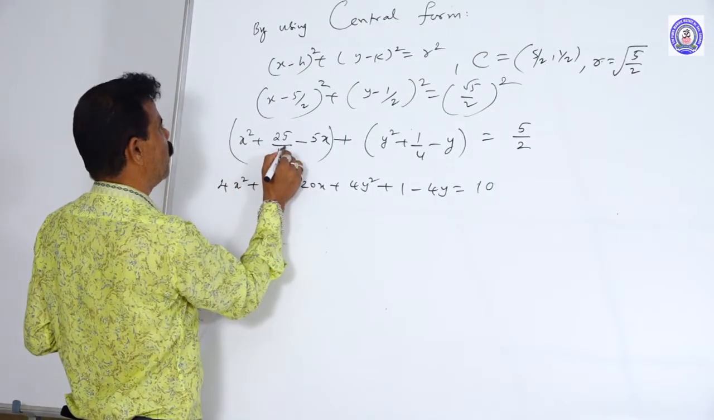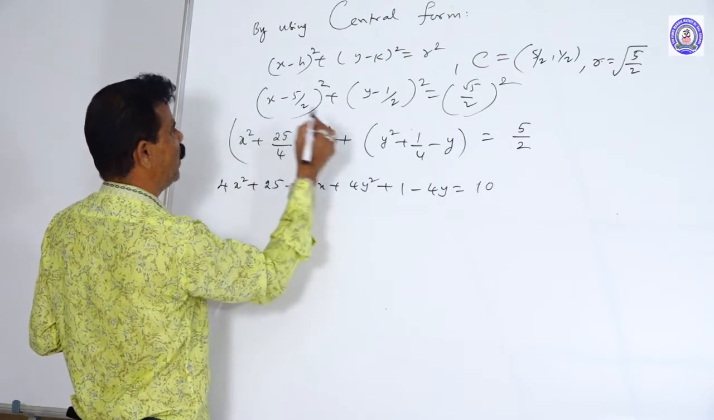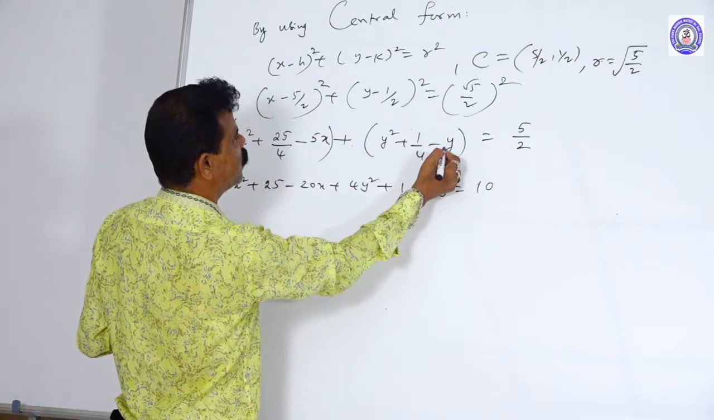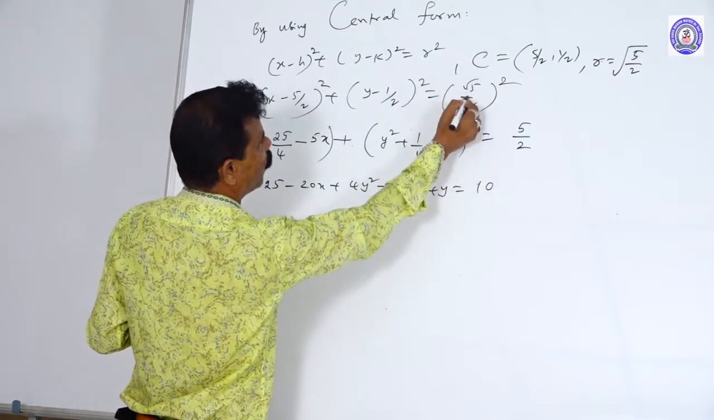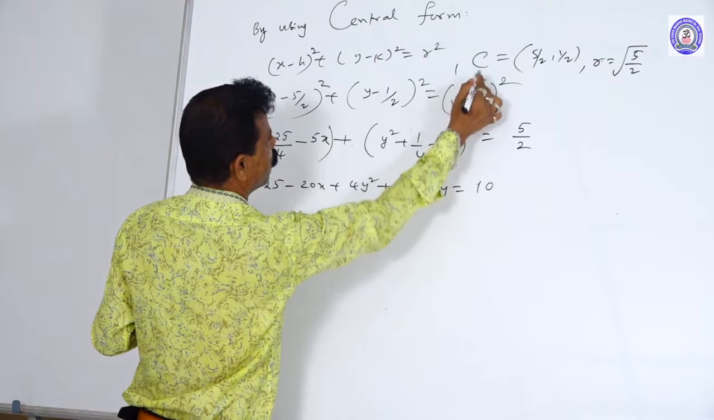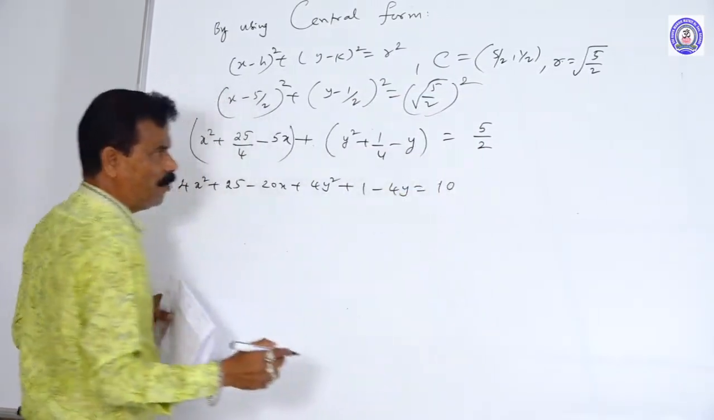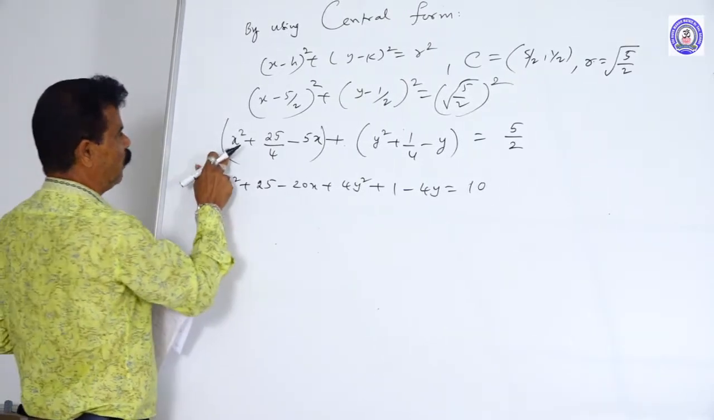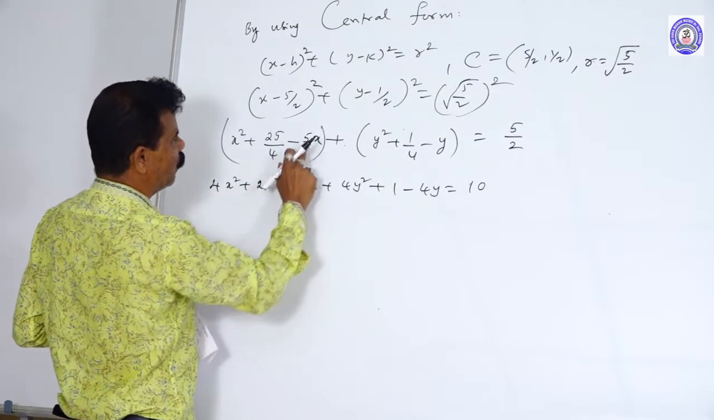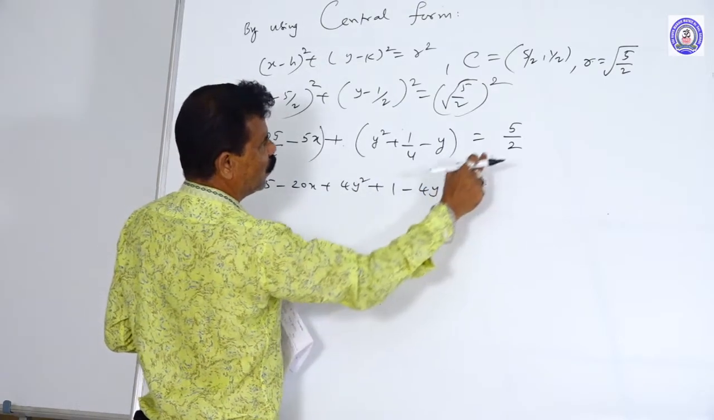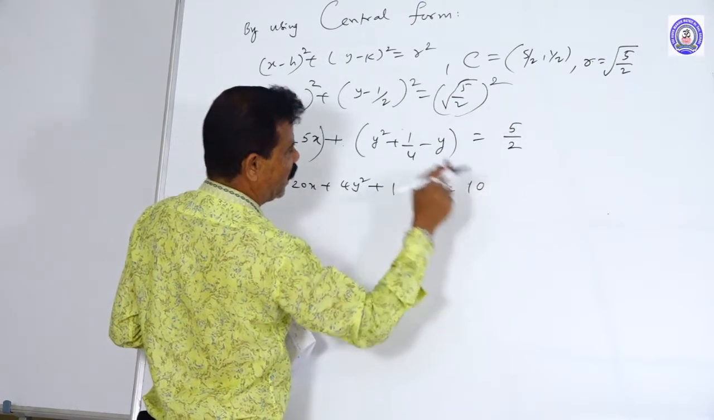So x square plus 25 by 4 minus 5x plus y square plus 1 by 4 minus y. Here 2 remains, 2 cancels only for y. Here (root 5 by 2) whole square is 5 by 2. So total equation multiplied by 4: here 4x square, 4 cancels 25 by 4, 4 times 5 is 20x, 4y square, 4 cancels 1 by 4, 4y. Here 2 cancels, 2 into 5 is 10.